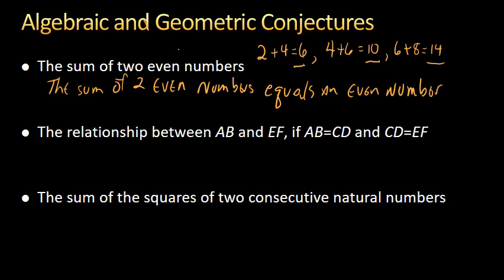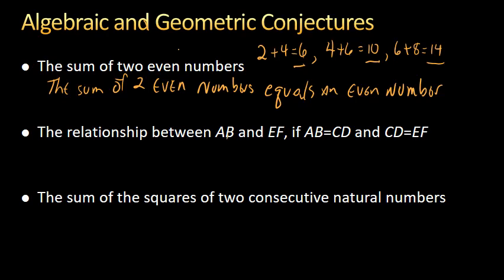So I take this statement, I provide some examples, and then using inductive reasoning, I make a conjecture. Let's look at the second one here. The relationship between AB and EF. Now, we don't know what that is. That might be a line. It might be an angle. That would be the type of things that we're going to look at and study in geometry. But it says the relationship between AB and EF, if AB equals CD and CD equals EF.